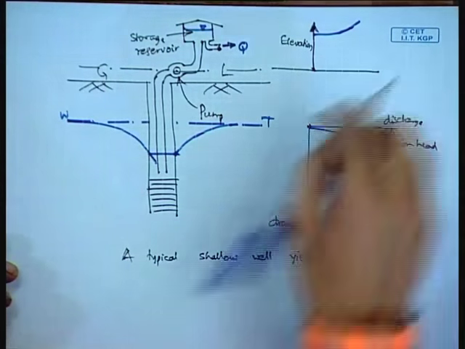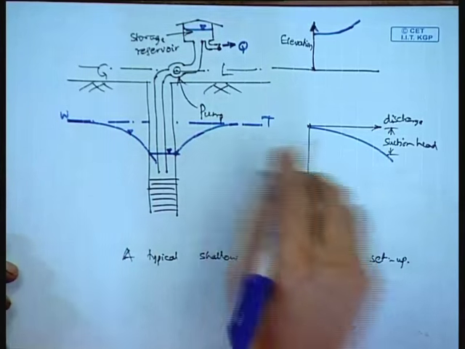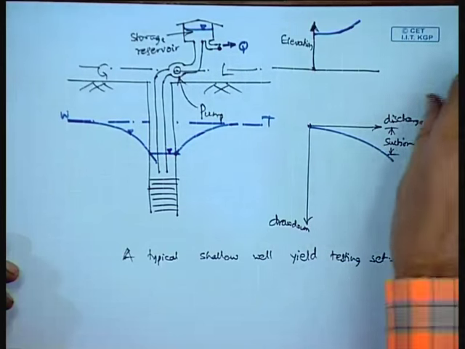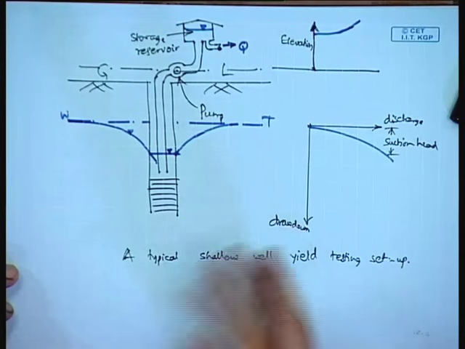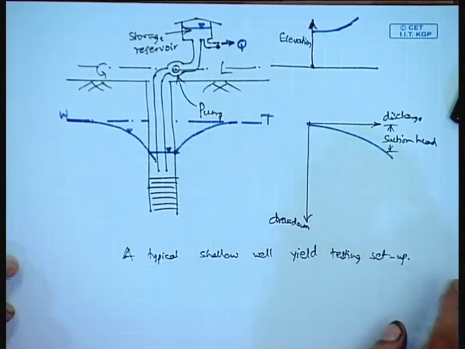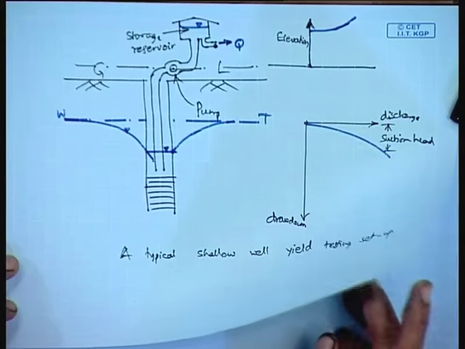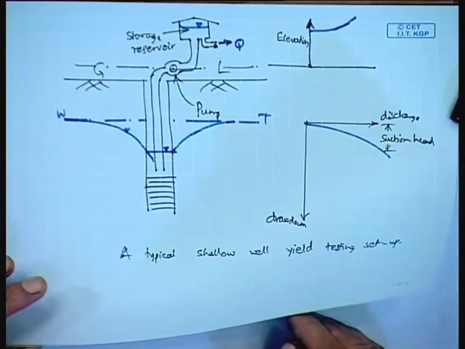And obviously, as we go for deeper tube wells, we have to go for submersible pumps, that could be multi-stage submersible pumps and so on. So it complicates things, which is why, to avoid this complication, a typical shallow well yield testing equipment is shown in the schematic diagram. So this will complete the third module on advanced well hydraulics.